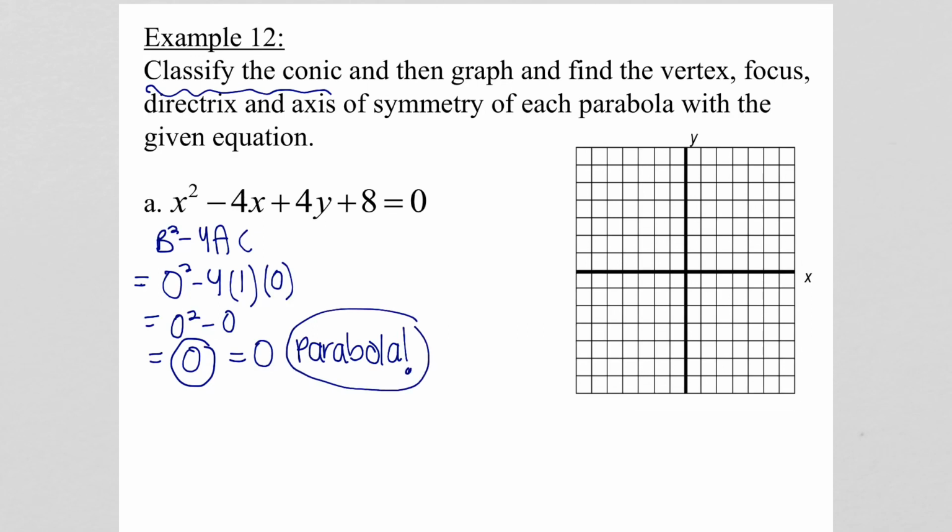Sure, you guys are shocked. That's our parabola. Now, the problem is this is not in standard form. I don't know where the vertex is. I don't know how to find my p-value. And, of course, the goal is then to get this in standard form.